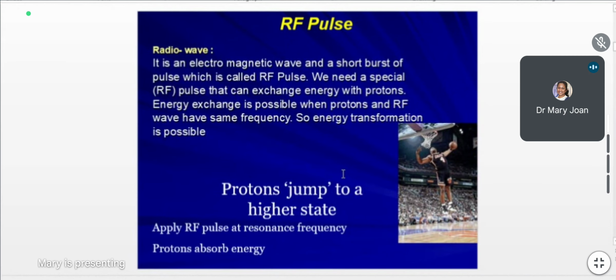The RF pulse is a radio wave. It is an electromagnetic wave, a short burst of pulse, which is called an RF pulse. We need a special RF pulse that can exchange energy with protons. Energy exchange is possible when protons and RF have the same frequency. So energy transformation is possible and protons jump to a higher state. So apply the RF pulse at resonant frequency, then protons absorb the energy. We have seen that we have RF pulse generators. This RF pulse needs to be at the same frequency as the proton so that the energy transformation is possible.